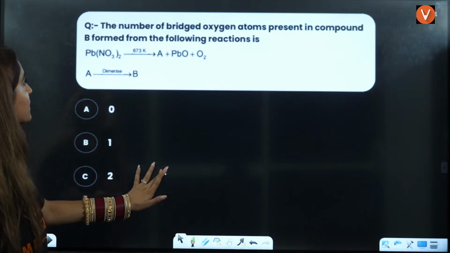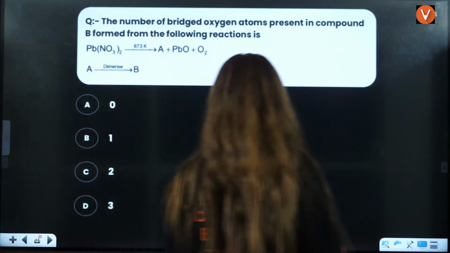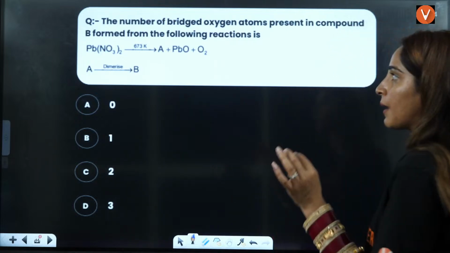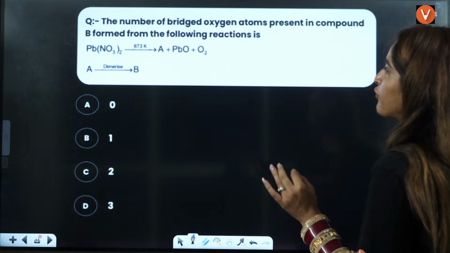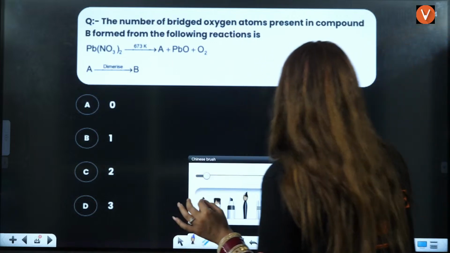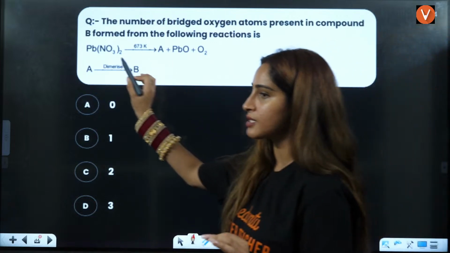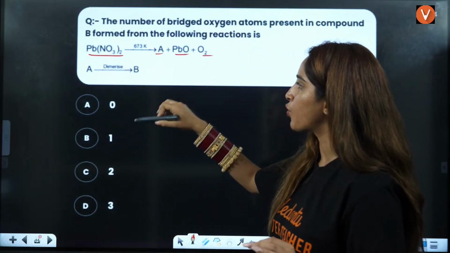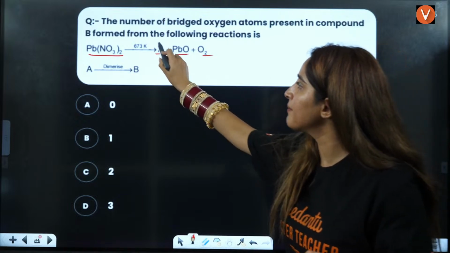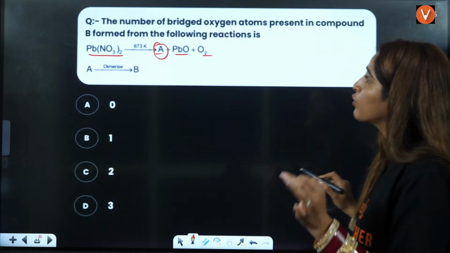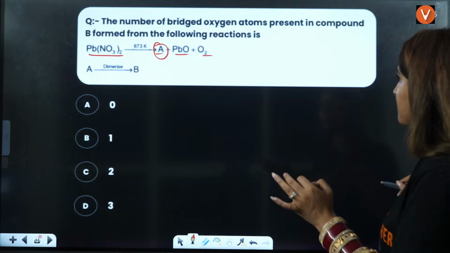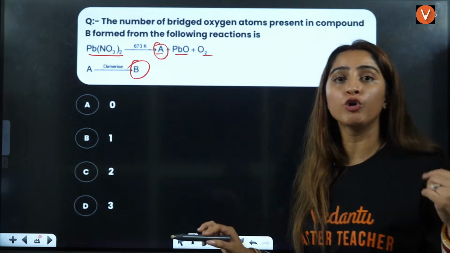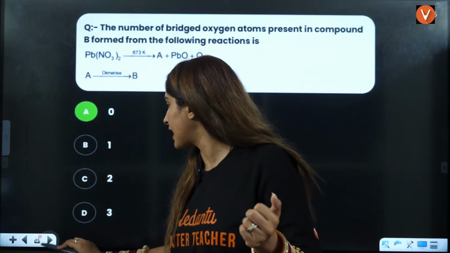Next question on your screen is about the number of bridging oxygen atoms. They are talking about the number of bridging oxygen atoms present in compound B formed from the following reaction. So this is Pb(NO3)2 giving rise to A plus PbO plus O2. Then A will dimerize to give B. Now they are asking you the number of bridging oxygen atoms present in compound B. So firstly you should know this reaction, so let us see this reaction first.